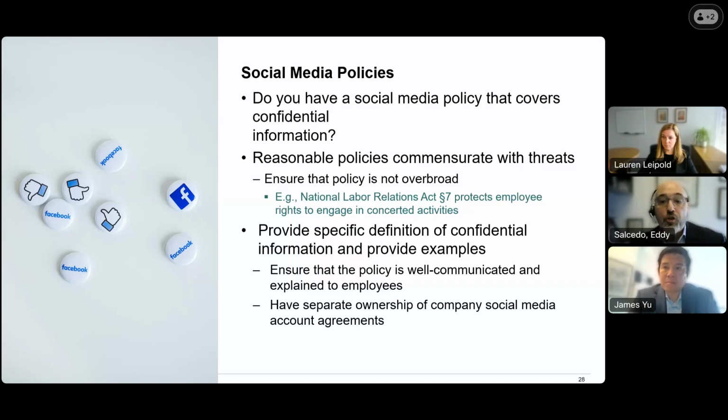You're going to make sure that the ownership of the material is clearly defined, work for hire or not, is it a private social media, and also what types of information they're allowed to discuss on social media.